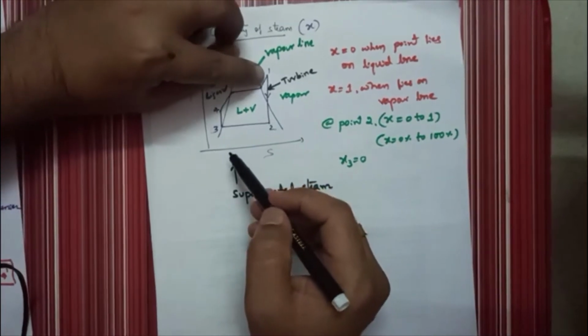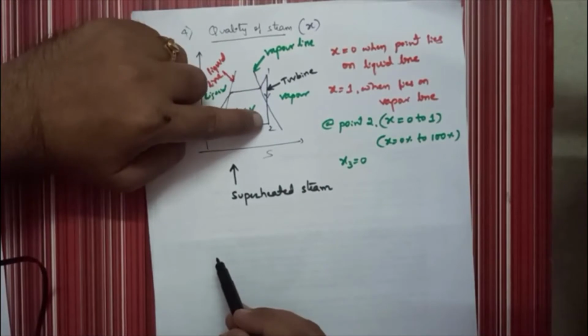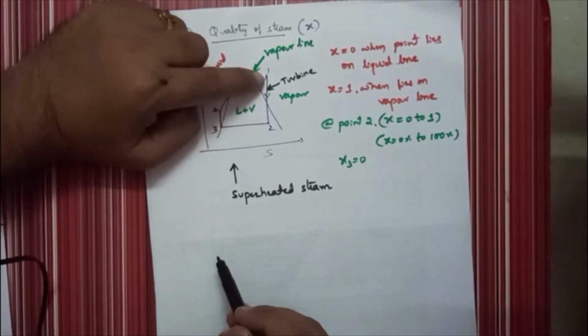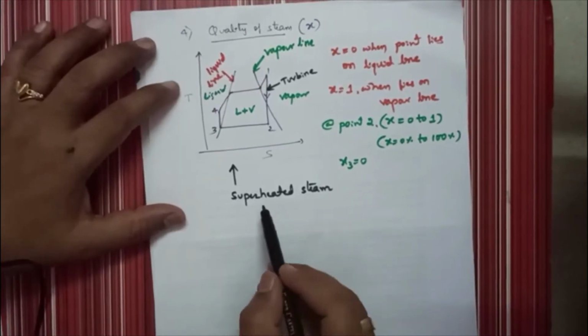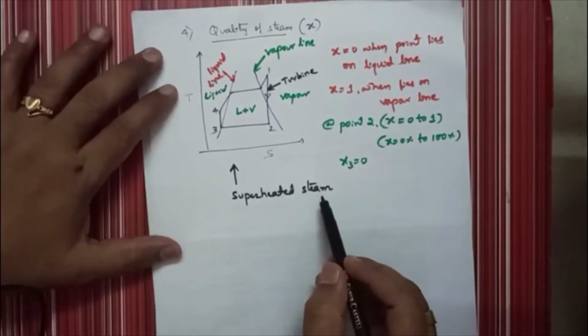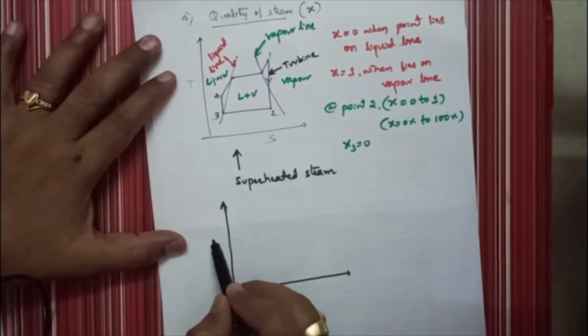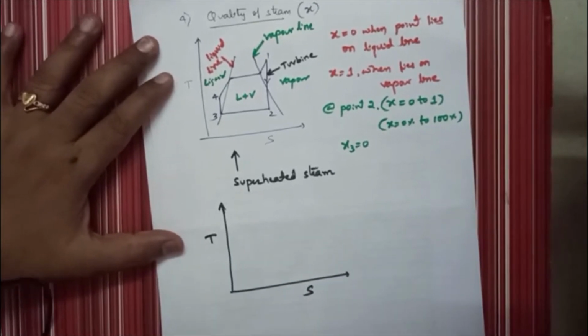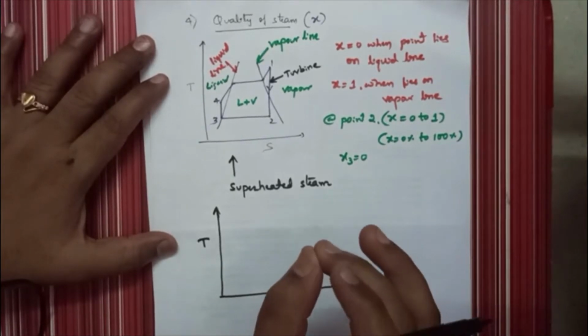Point number 1 is inlet to the turbine. The steam which is entering into the turbine is superheated. That is the reason it is on the right side of the vapor line. That's the reason it's called superheated steam. Now if I ask you to draw a dry steam, dry is nothing but the X value is equal to 1, and the steam which is entering to the turbine is just 100 degrees Celsius steam.